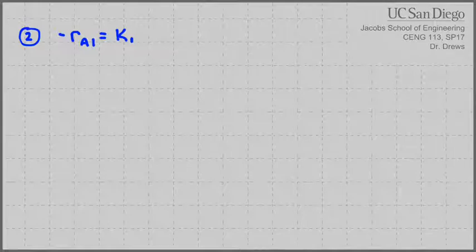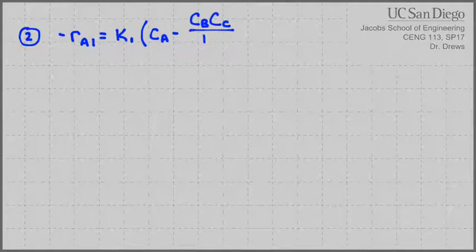If this is reversible, that reaction was A goes to B, so we would have C sub A minus C sub B over C sub C over our equilibrium constant Kc. Make sure you put the coefficients on your Kc as well. Each reaction is going to have a different equilibrium constant, so there's going to be a Kc1 sitting up there.